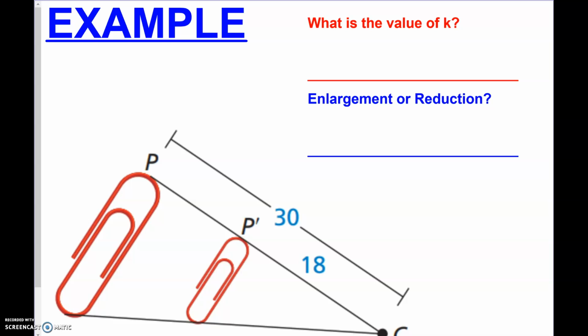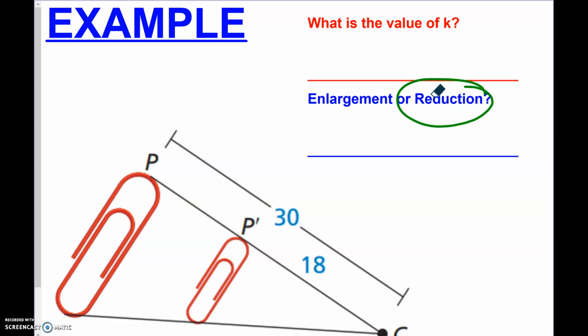So in the book here, they're asking, what is the K value here? Remember, we have to pay attention to what the image is and what the pre-image is. So in this case, the pre-image, the figure that we're starting with, is the bigger paper clip, and we are going to the smaller paper clip. So we can tell that that is going to be a reduction because it's getting smaller.